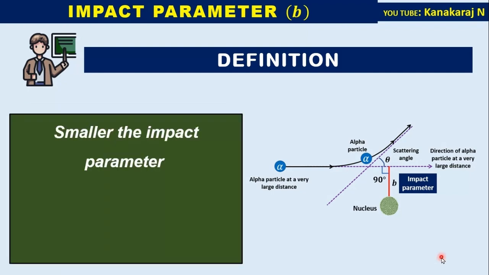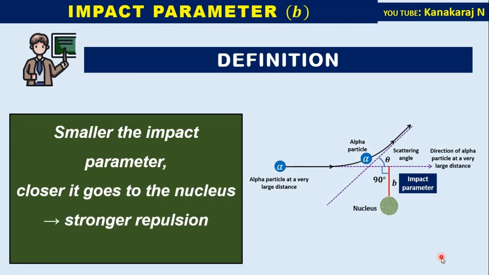Smaller the impact parameter, closer it goes to the nucleus. That means stronger the repulsion, which results in larger the scattering angle. If the impact parameter B is less, then what happens? Then the alpha particle approaches very close to the nucleus. Then it experiences a strong repulsion. Then the scattering angle will be large.